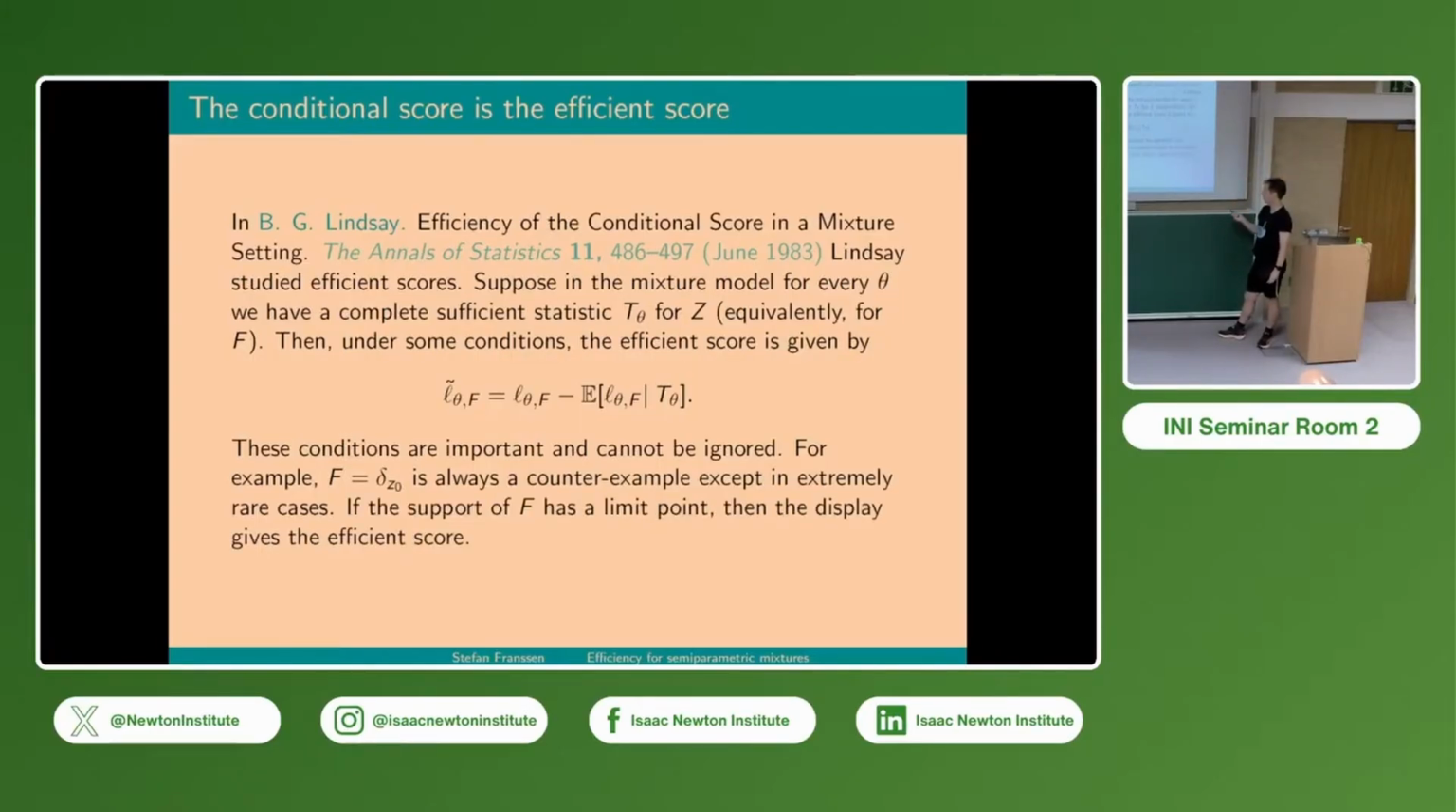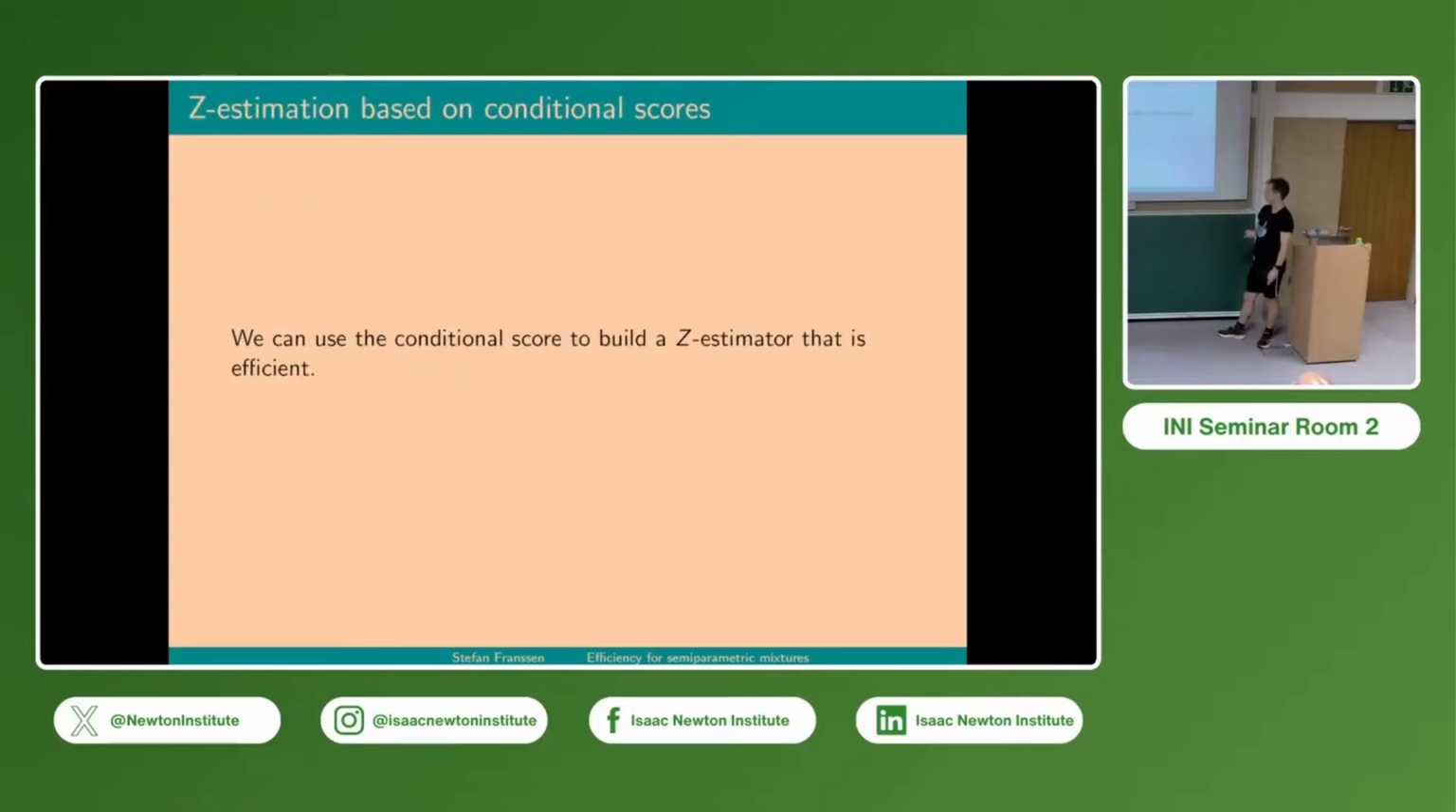Then we can use this conditional score just to build a Z estimator. So we just look at where the score is 0, under the empirical mean. And that gives us an efficient estimator under these technical conditions.